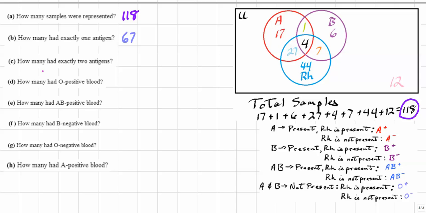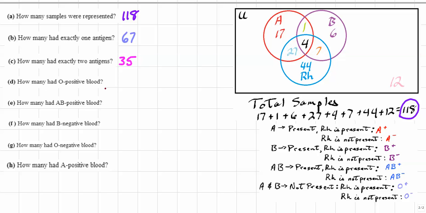Then we have how many had exactly 2 antigens. That would be this area right here because that has A and RH. This area right here because that has A and B. And this area right here because that has B and RH. And we add those 3 values together and we will end up with a value of 35.